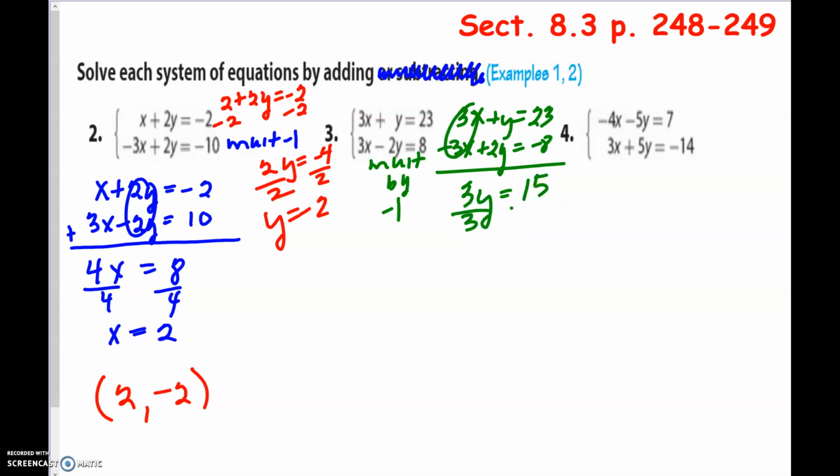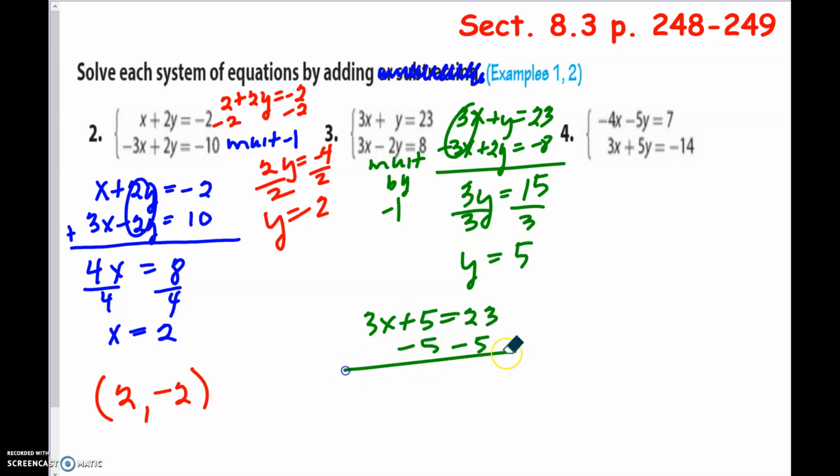Then I'm going to divide both sides by 3. So y is 5. All right, so now when we put a 5 in here, we're going to take 3x plus 5 equals 23. We're going to subtract 5 from both sides. So we get 3x equals 18. Divide by 3. And x is 6. So my ordered pair here is going to be 6 comma 5.